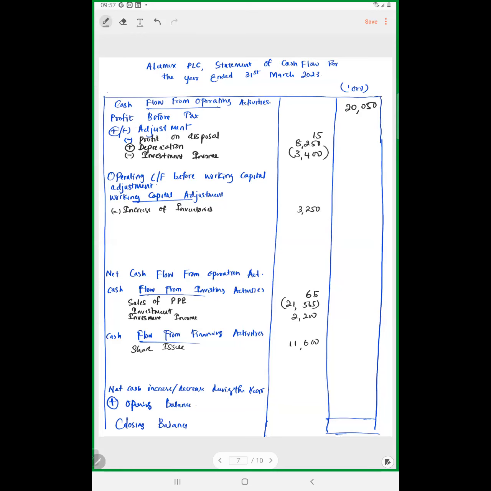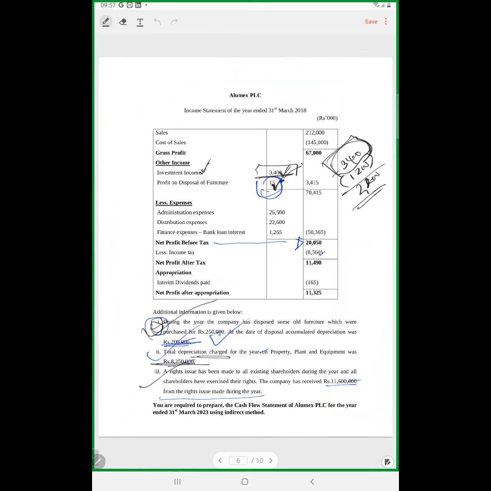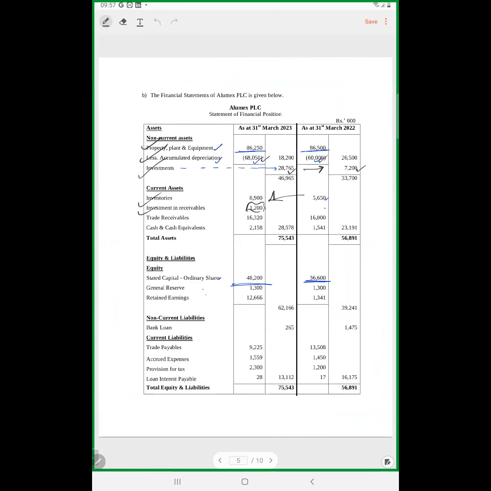Is that clear? Yeah. So then this one. So then trade receivable. Trade receivable.